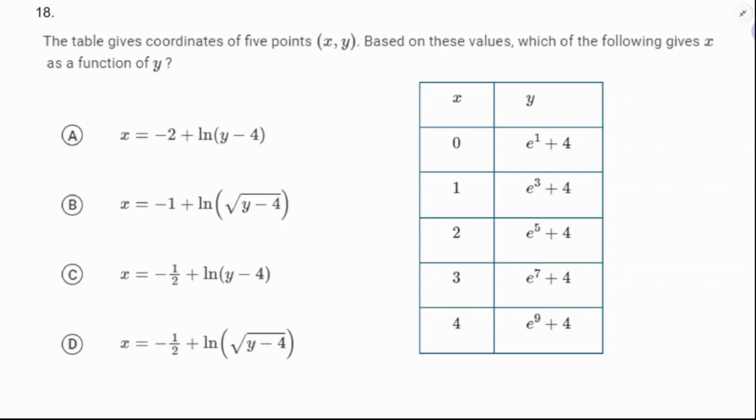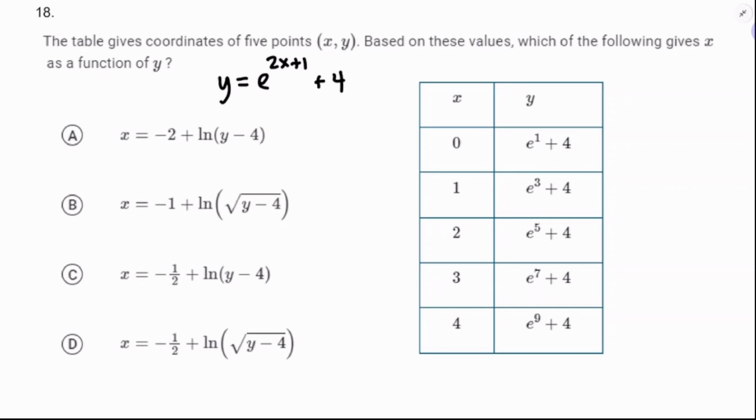Well, I think it's pretty clear that what happens to y is, oh, whoops, I didn't catch that 1, 3, 5, 7, and 9 were the exponents. The exponent keeps being 1 bigger than twice x. So I think y is going to equal e to the 2x plus 1, and then add 4 on the outside.